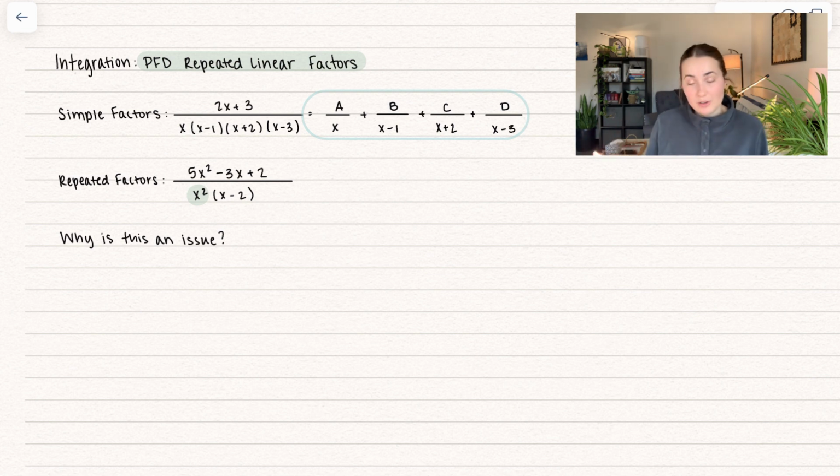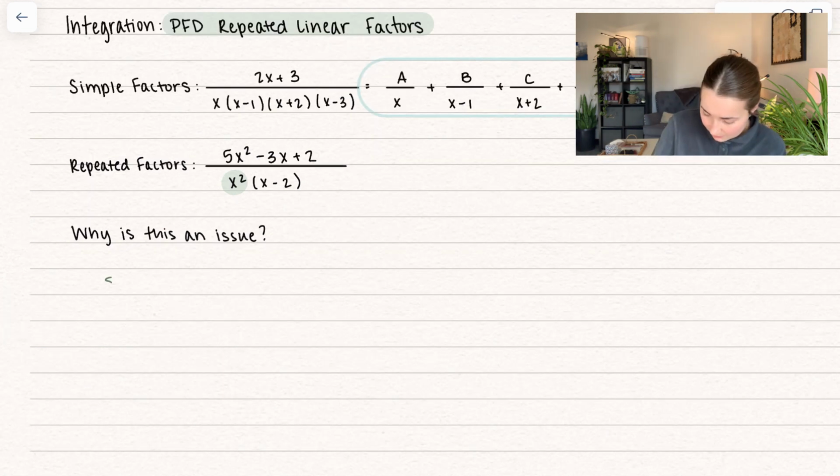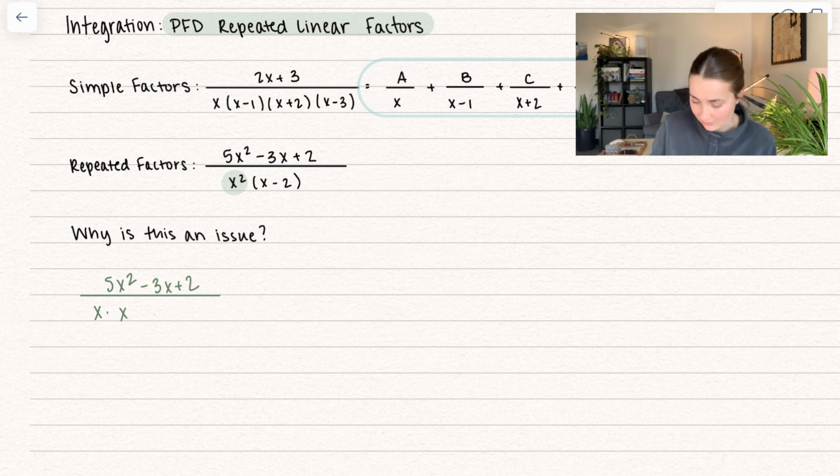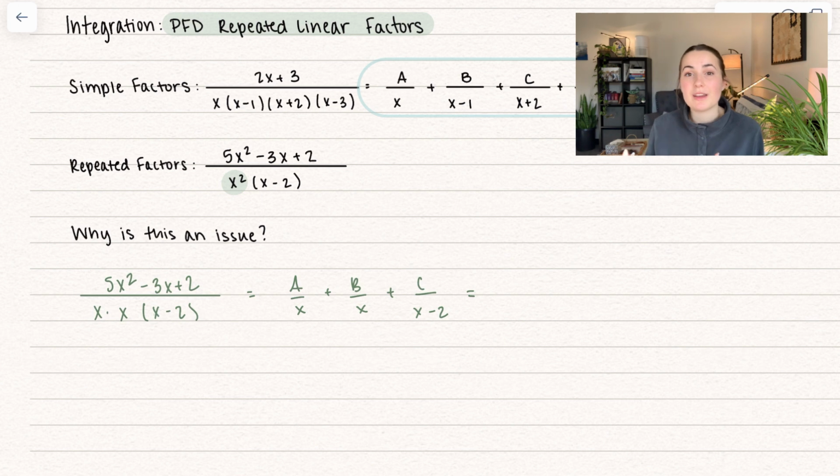So let's go ahead and try to do it normally, right? So this would be 5x squared minus 3x plus 2. And the factors that we have on the denominator are x times x, so that's the repeated factor, times x minus 2. So what we're used to is we take A over x plus B over x, right? Plus C over x minus 2. But notice we can go ahead and combine the first two fractions because they have the same denominator. So we get A plus B divided by x plus C divided by x minus 2.